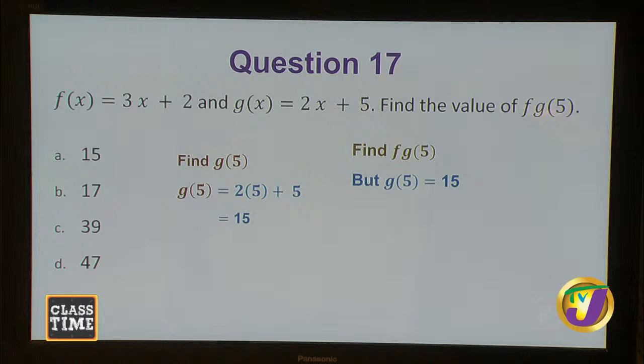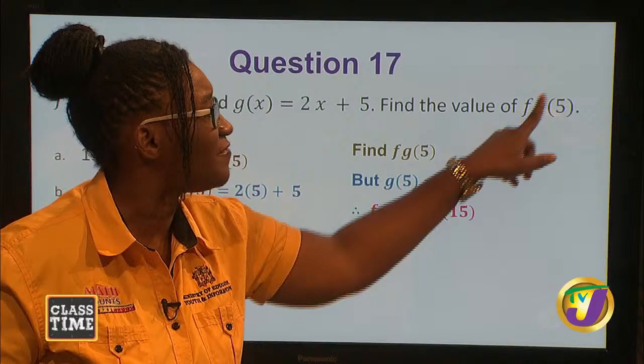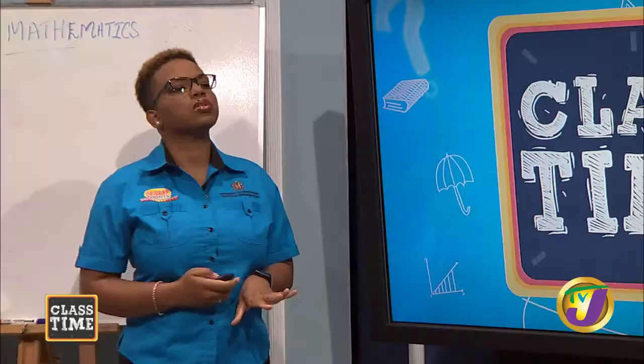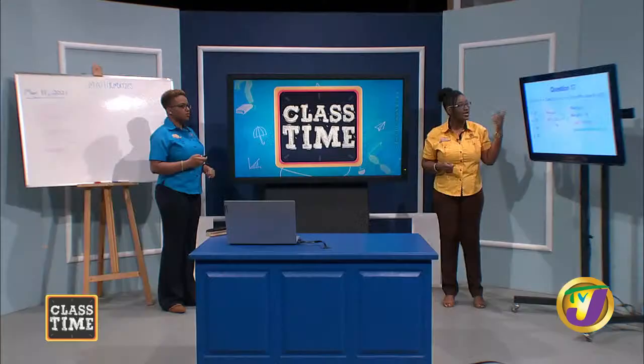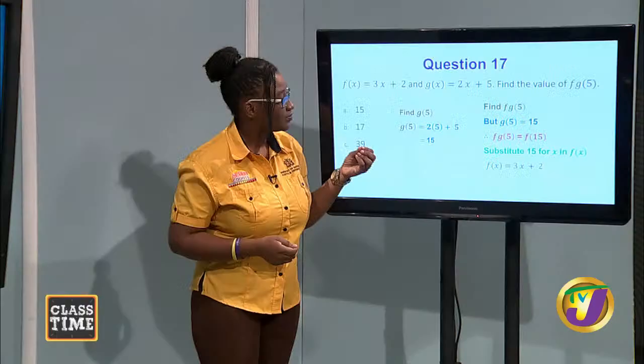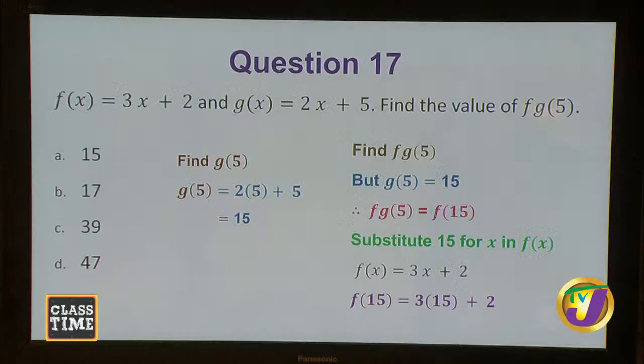I'm realizing, Latoya, that whatever g of 5 was, in our case it's 15, we need to substitute it into the f of x function. So let's do that. So f of x is 3x added to 2, and so we can easily now substitute our 15. That's 47. Which is D.